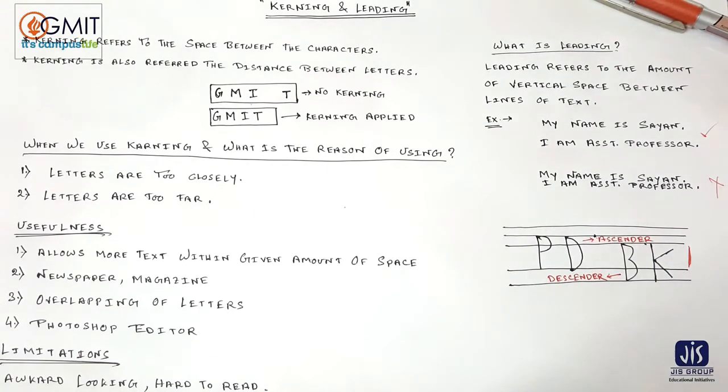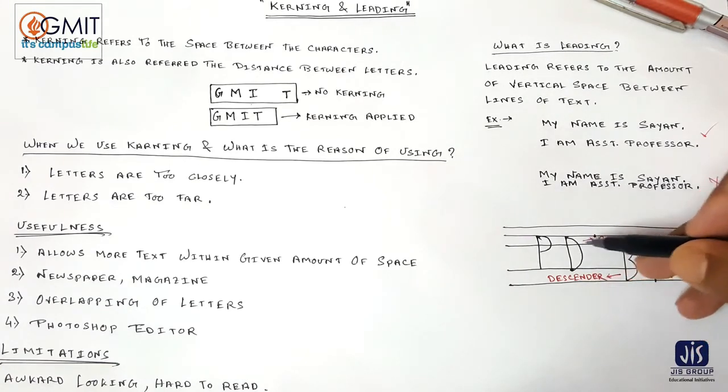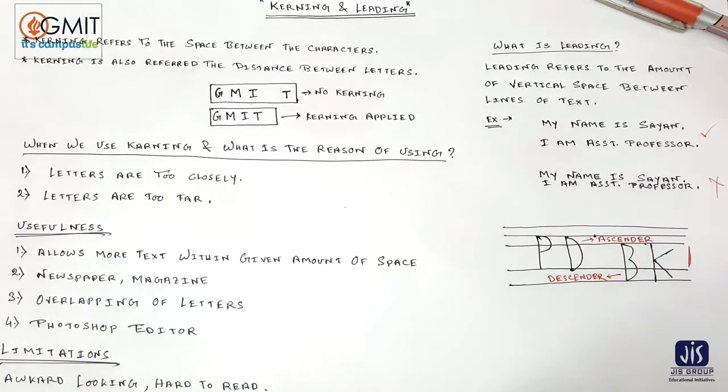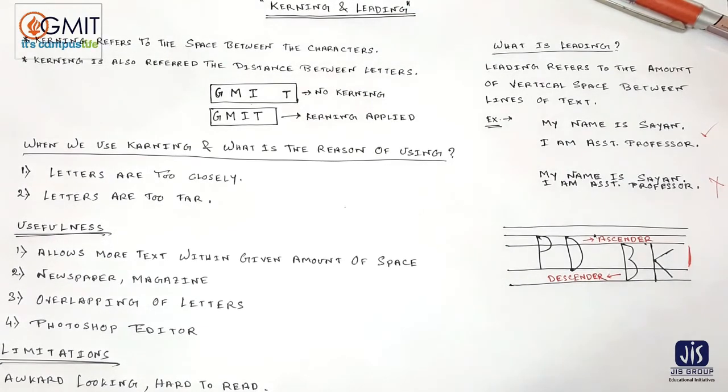Descender is the part of certain letters that go longer, such as lowercase ones, below the baseline. This is my baseline; lowercase below the baseline, this is called descender. Uppercase above the baseline, this is called ascender. Clear or not? In your childhood, you can remember this.